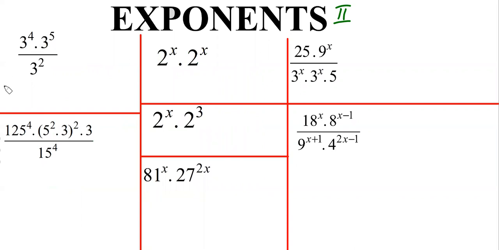Now, here is the first question that we have here: 3 to the power of 4 times 3 to the power of 5, divided by 3 to the power of 2. What do we know when you're multiplying? When you're multiplying, you add the powers. But when you're dividing, we subtract the powers.